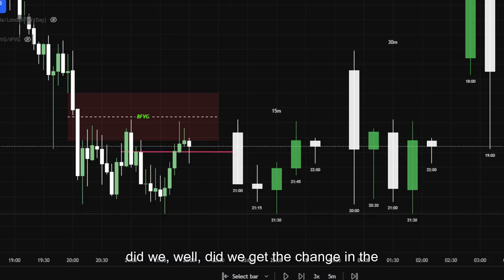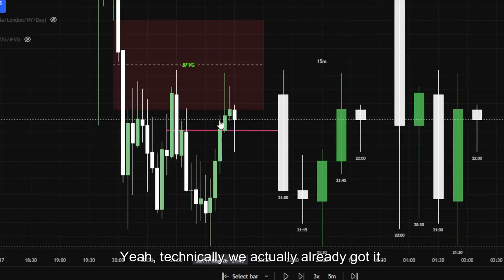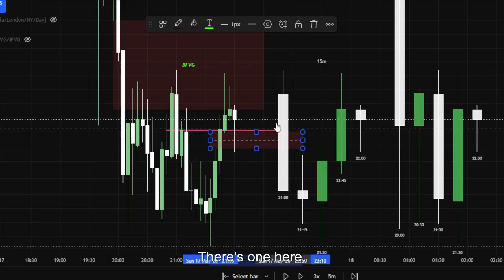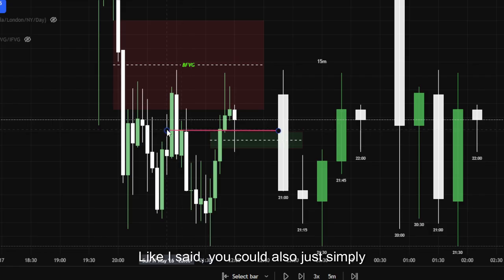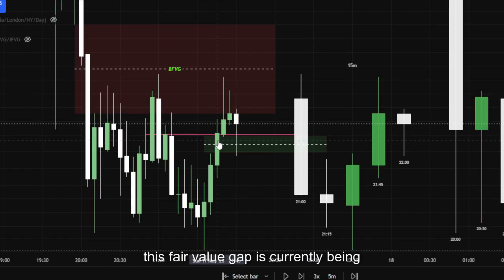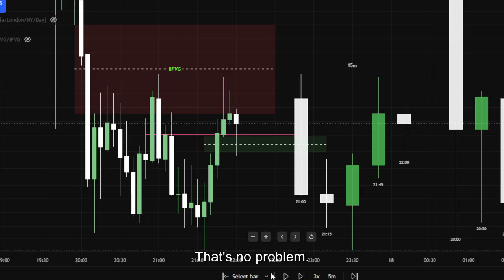Did we get the change in the state of delivery? Yeah, technically we actually already got it. So step 1 complete. Step 2 complete. Now we need to wait for the entry. So what do we look for? Look for the fair value gap that got created along the way. There's one here. Like I said, you could also just simply wait for it to dip back into the candle that made the change in the state of delivery, the low in the change in the state of delivery. So just basically, if you were to actually draw this line out, when it goes back down underneath that line, you could think about another entry there. This fair value gap is currently being respected. We wicked through it. That's no problem.